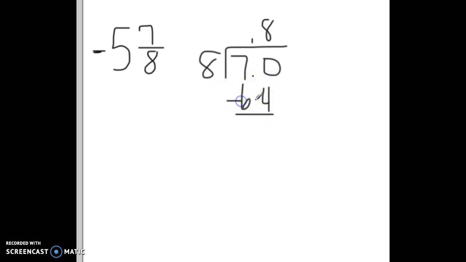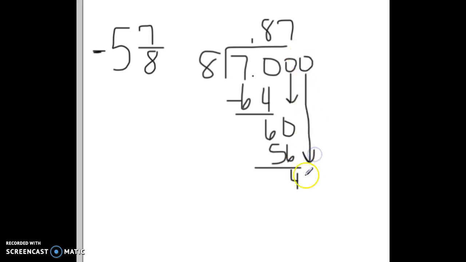We subtract, and we get a 6 there, add a 0, bring it down. 8 goes into 60, 7 times. 8 times 7 is 56. Subtract. Oh, we're still going. Let's add another 0. And 8 goes into 40 5 times. Oh, look, it ends. It terminates, just like the last one.